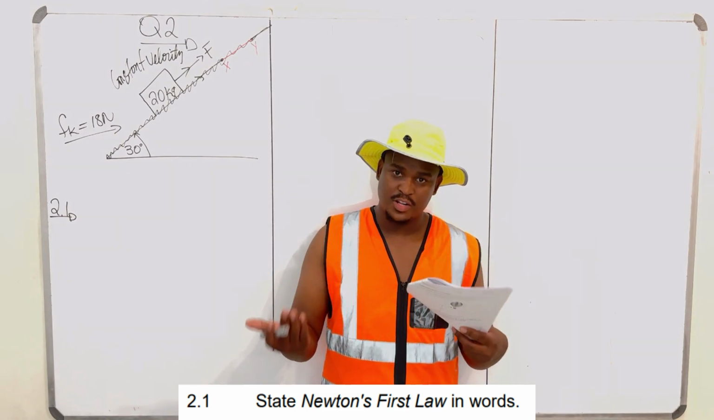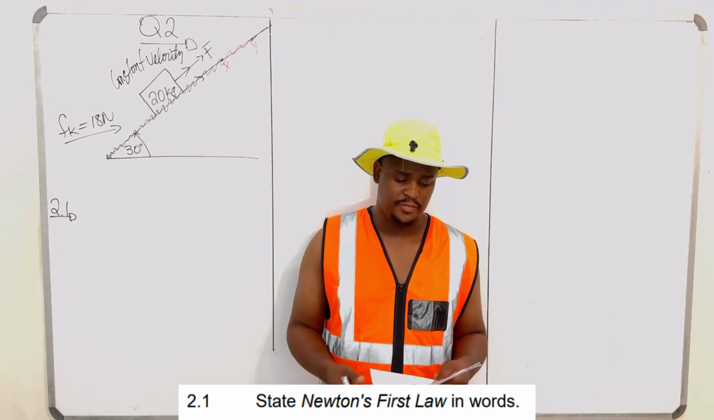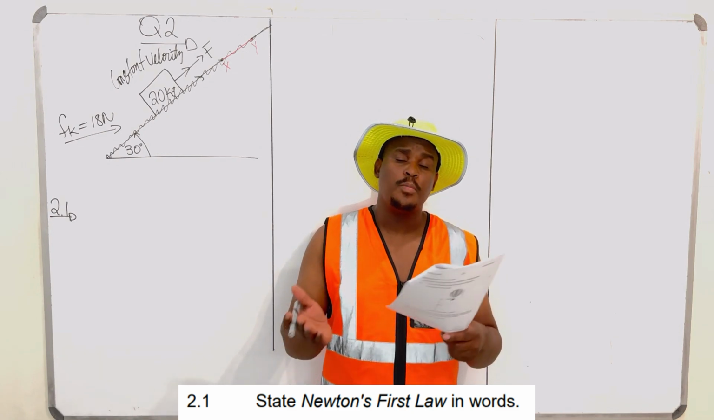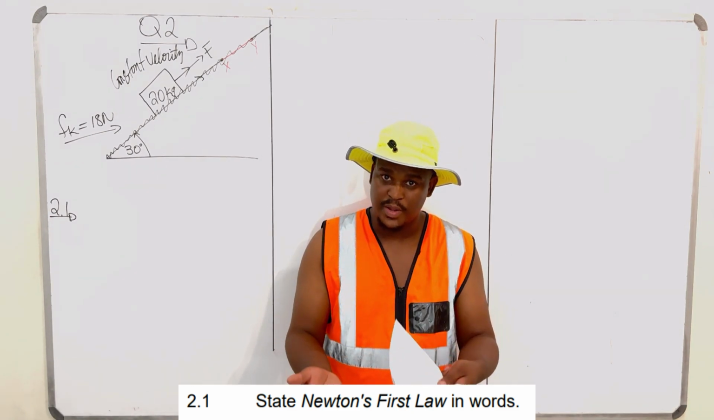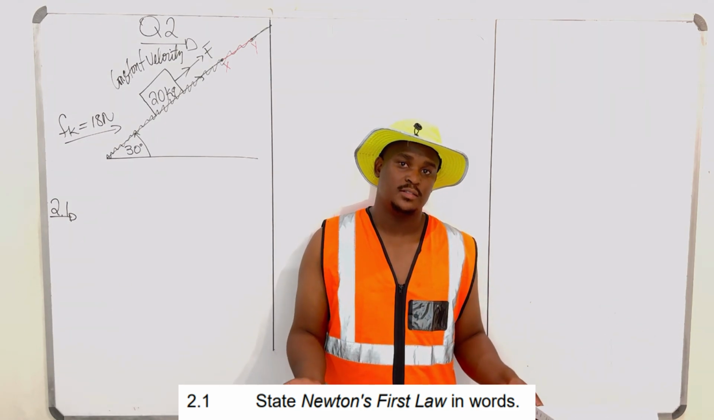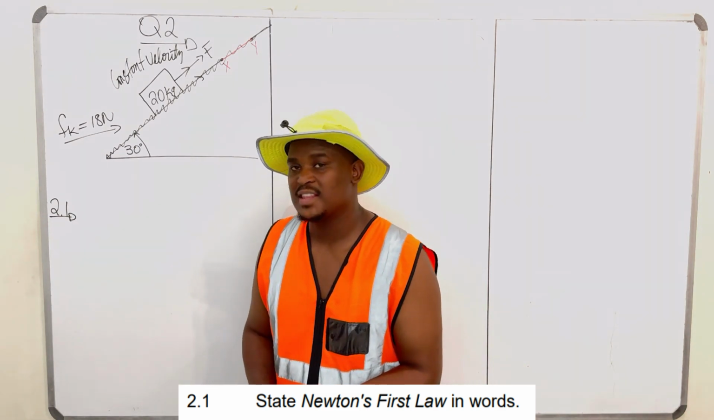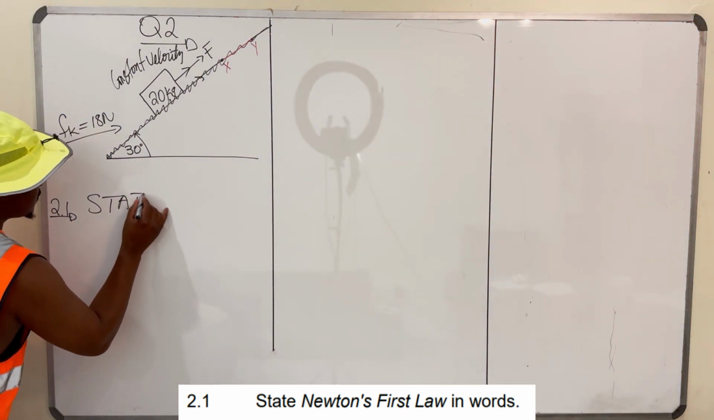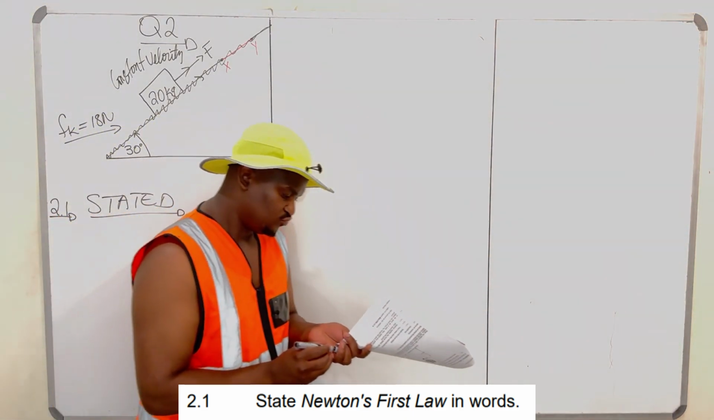So I'll repeat that again so that I don't have to write it, or maybe I'll write it down if you want me to. An object at rest will remain at rest, and an object in motion will preserve its motion at a constant speed in a straight line unless an unbalanced force acts on it. That's what Newton's first law says. I'm not sure if I have to write that down. I don't think so. So I'll just say stated. Done. We move on.